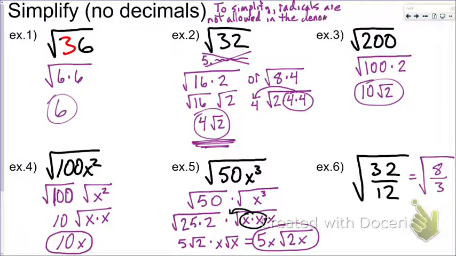So that means not only do I need to deal with that 8 up top, because it has a 4 in it, but I need to deal with that square root of 3 in the denominator, because that is really square root of 8 over square root of 3. Now there's a trick to dealing with it. If you multiply top and bottom by that radical, it'll disappear.